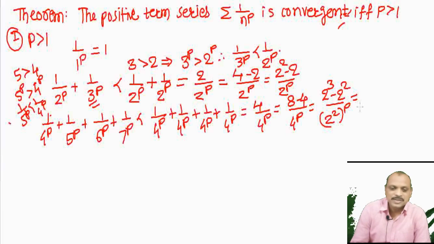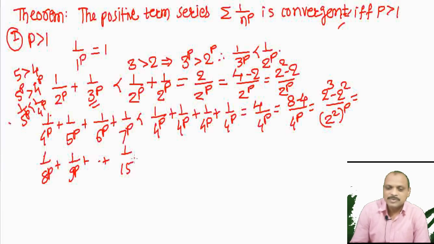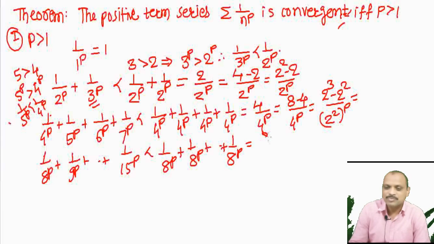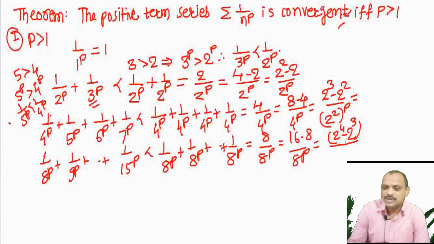Now one more step here, 1 divided by 8 raised to p plus 1 divided by 9 raised to p plus up to 1 divided by 15 raised to p. This will be less than 1 divided by 8 raised to p plus 1 divided by 8 raised to p and so on, and it will be 8 divided by 8 raised to p, that is 16 minus 8 divided by 8 raised to p, that is 2 raised to 4 minus 2 raised to 3 divided by 2 cube whole raised to p.